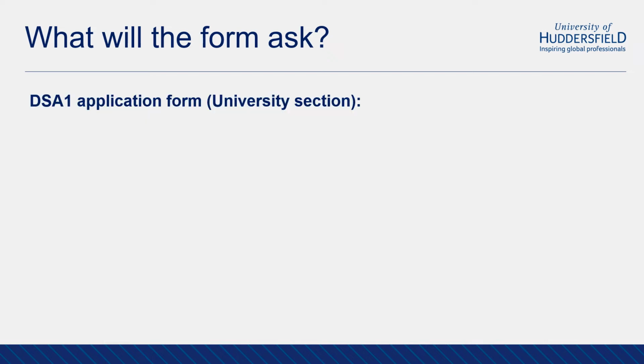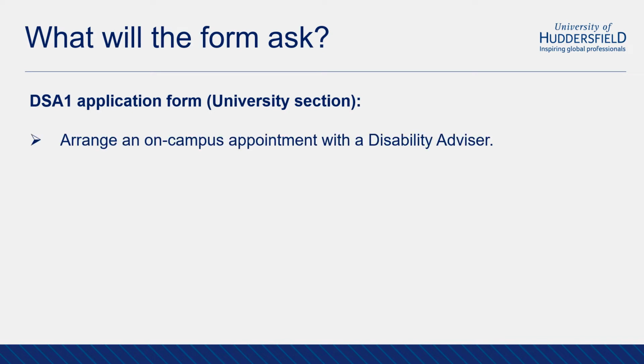There is a section of the DSA 1 application form which the university is required to complete. Please arrange an on-campus appointment with a disability advisor to complete this section. If you are unable to attend campus, you can submit your application form with this section left blank, as the funding body will contact the university to complete this section.